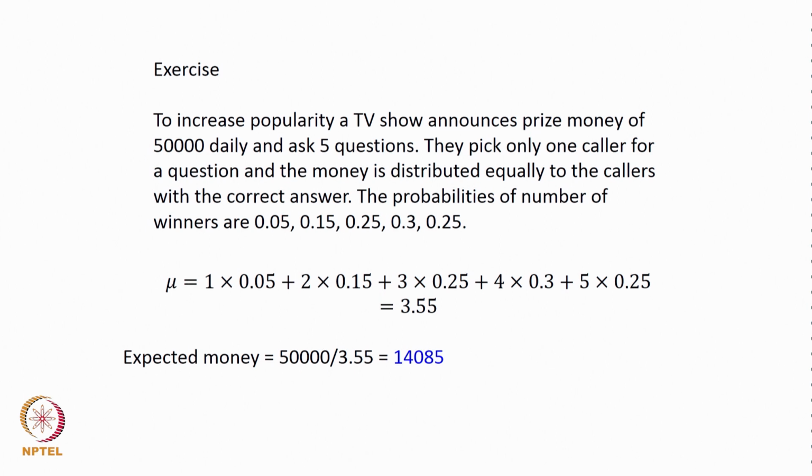They pick only one caller for a question and the money is distributed equally to the callers with the correct answer. So, the probabilities of the number of winners are 0.05, 0.15, 0.25, 0.3 and 0.25. Now, this means that there are 5 people who are called, one for each question. This 0.05 means out of these 5 people only one answered it correctly. This 0.15 means out of the 5 people 2 answered it correctly, and if 3 answered correctly the probability is 0.25 and so on. Therefore, the expected number of people who answered it correctly is 3.55 and therefore expected money per person giving the correct answer is 14,085.